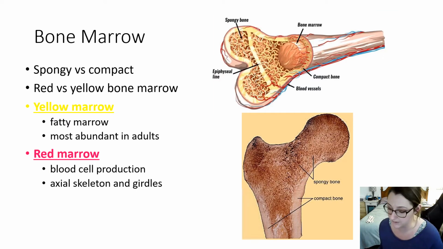So very quickly, we are going to recap on bone marrow. Yellow marrow is going to be that fatty marrow that you're going to find in the middle of long bones, and red marrow you're going to find at the ends of long bones, and that serves the purpose of blood cell production.